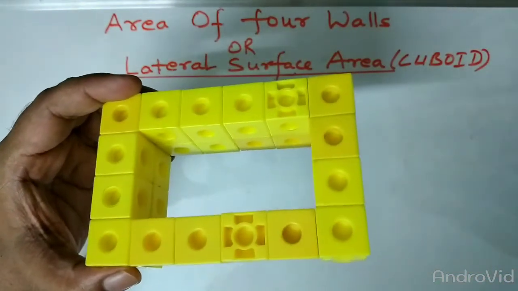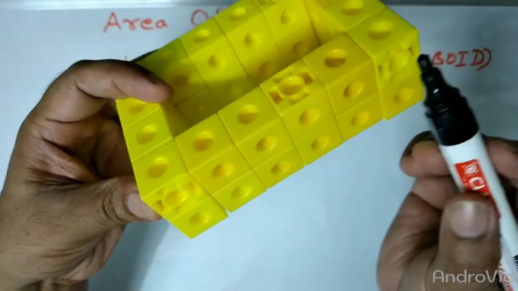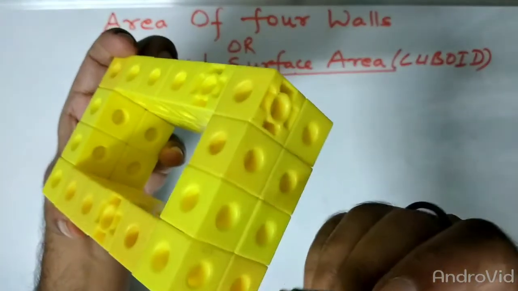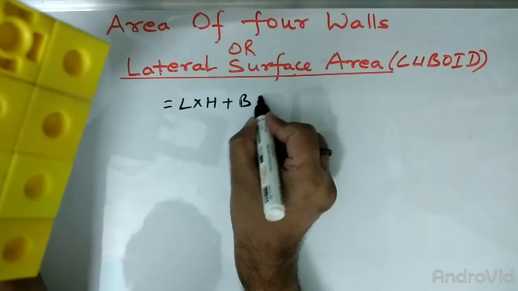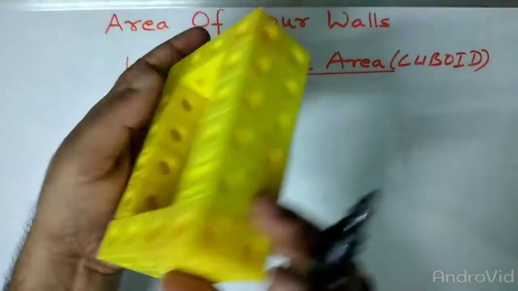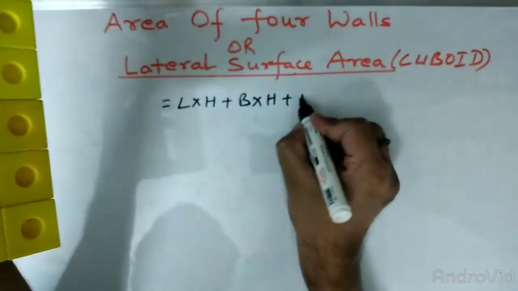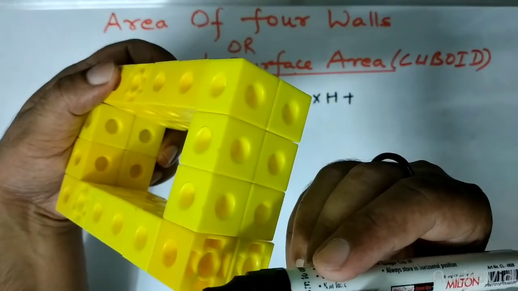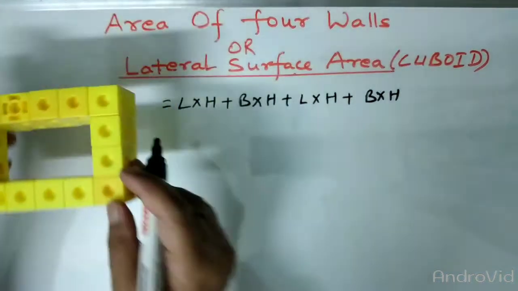Let's start doing that. So what will be the area of this side? Length into height, L into H, plus now area of this wall, this is the breadth and this is the height, so area would be breadth into height. We'll move on to the next wall. Again the area of this wall will be length into height. Now the last wall, here the area would be breadth into height. I will just keep it aside here.